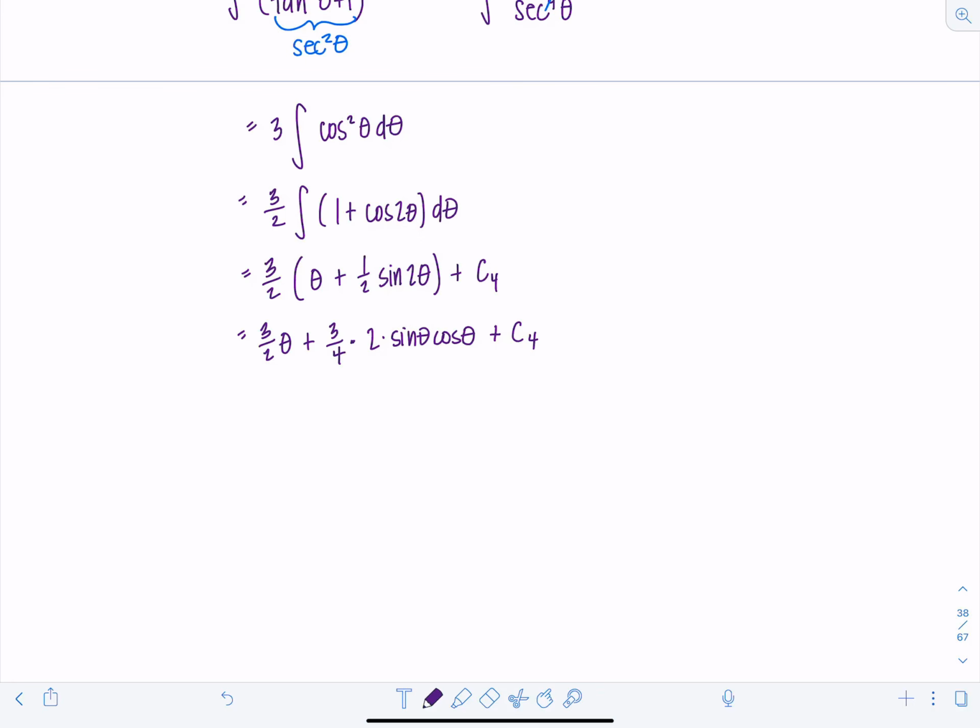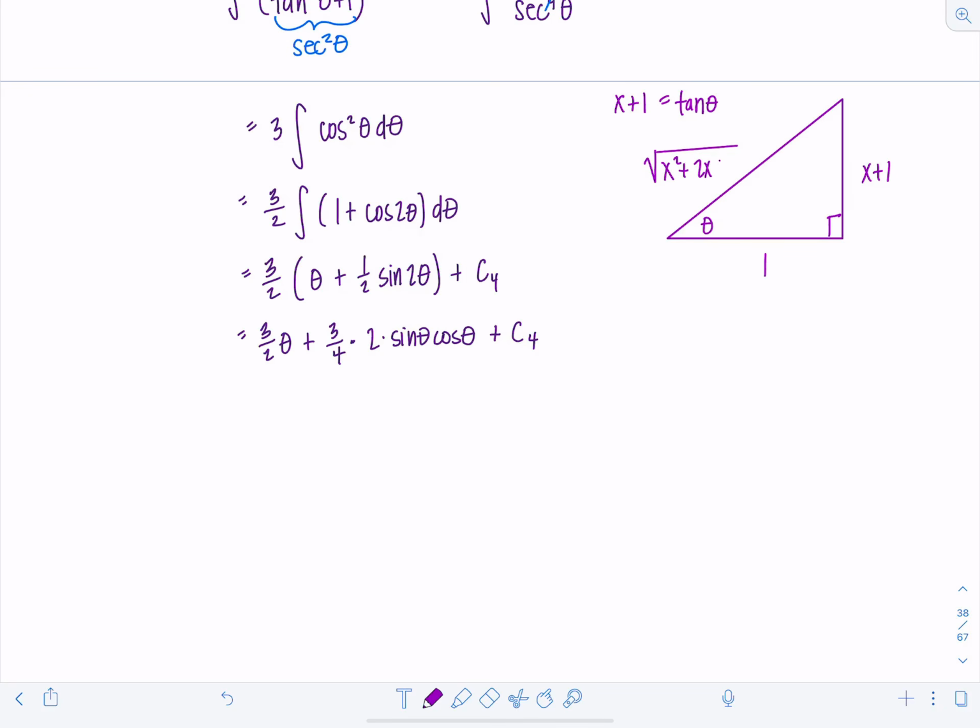Okay, so it's triangle time. Remember, x plus 1 was equal to tangent of theta. So here's the triangle. Here's theta. So tangent theta's ratio of opposite over adjacent. Then that means this hypotenuse side is going to be x squared plus 2x plus 2, square root of all that.